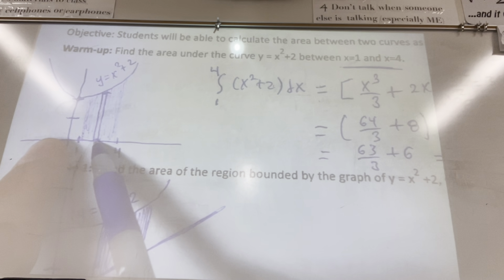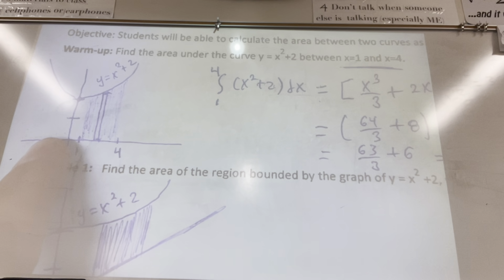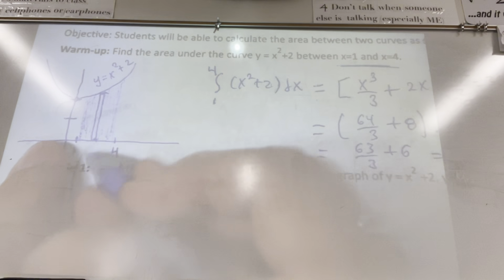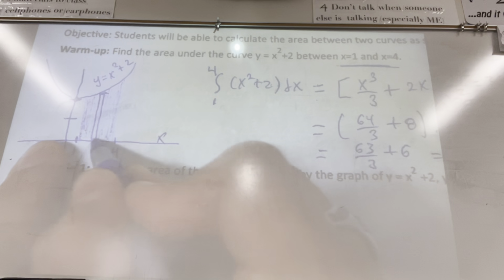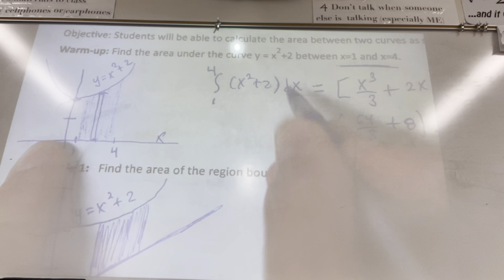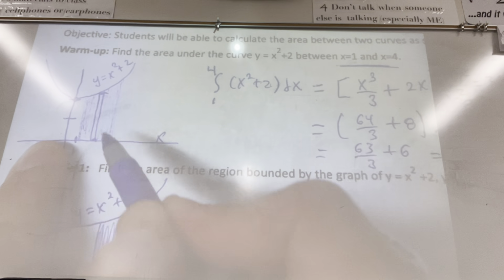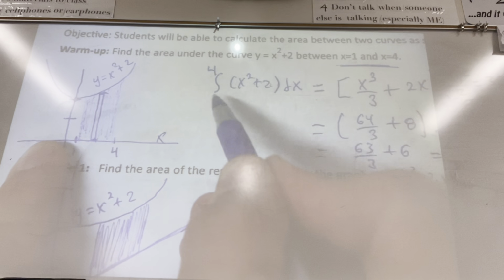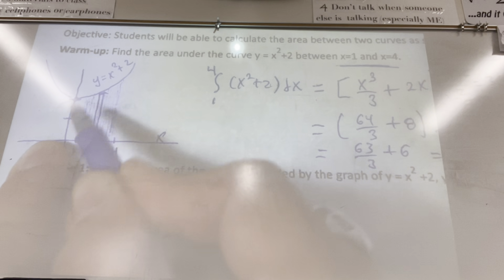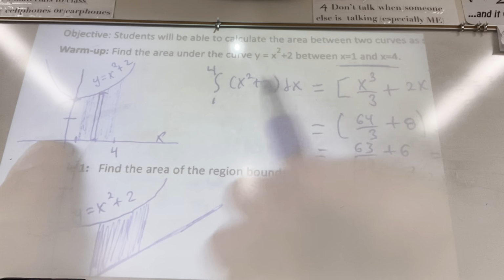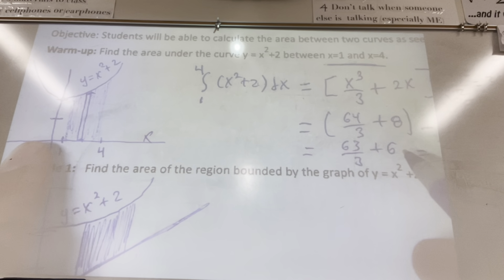What's the width? It's a change in what? Change in x. Change in x, therefore we call it dx. So we have length times width. There it is, length times width. And then calculus finds me the areas of all the thin rectangles from 1 to 4 and then adds them up. And that's what we have. Good? We talked about that, but do you remember that a little more?